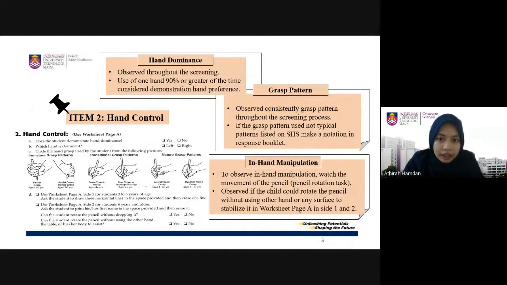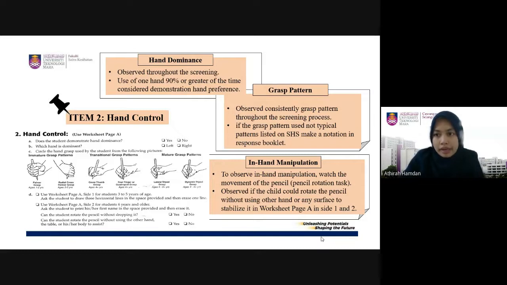Kalau dia gunakan tangan kiri so hand dominance dia tangan kiri. Kalau dia banyak gunakan tangan kanan, hand dominance dia tangan kanan. So, for grasp pattern, examiner observe consistently grasp pattern throughout the screening process. And please alert if the grasp pattern used not typical pattern listed on show. Make a notation in response booklet.